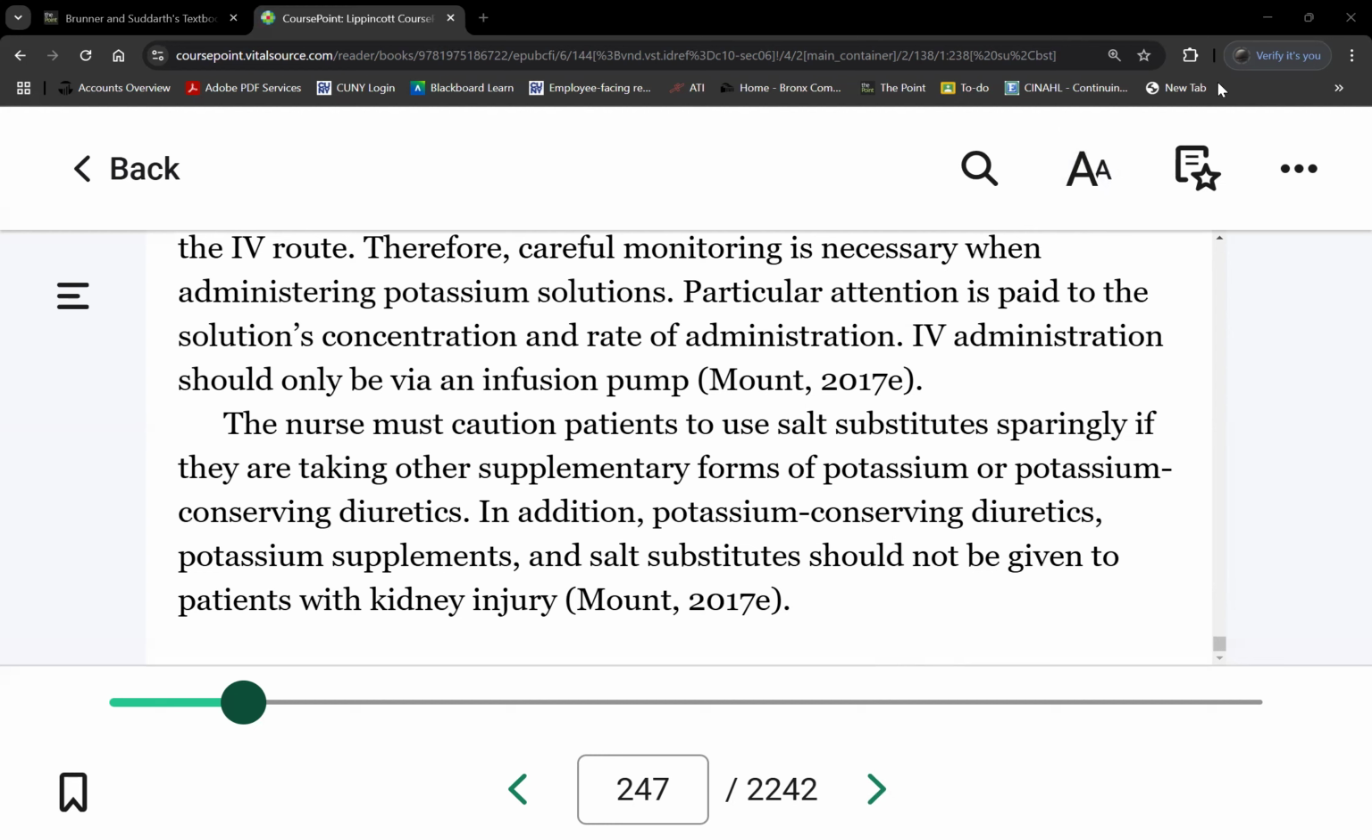You know what I'm saying, right? So people will use salt substitutes, not knowing that it was made of potassium. Then they're taking certain drugs as well for heart failure, which can cause hyperkalemia. Do you remember which one can cause hyperkalemia? Okay, we'll discuss that next week.